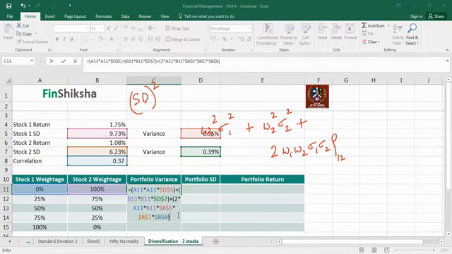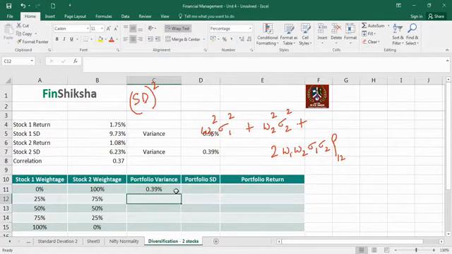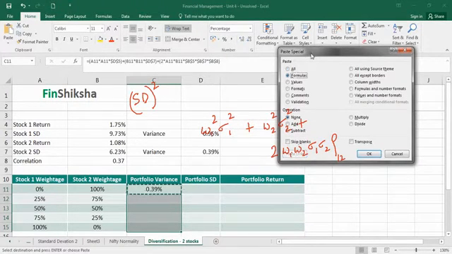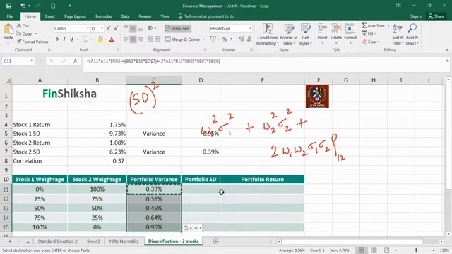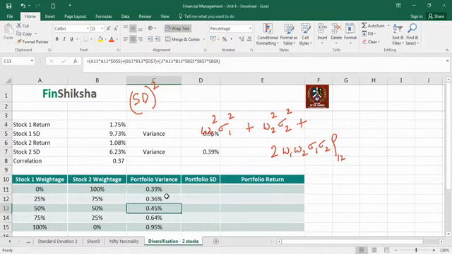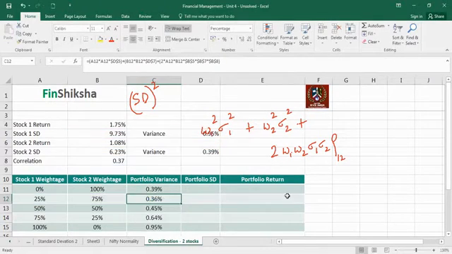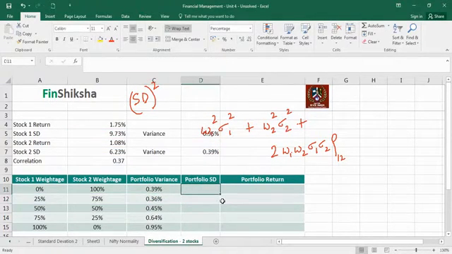So that's our calculation, and we can press enter. We get portfolio variance as 0.39%, right? That's the portfolio variance. Can I control C this, copy this, and paste it as formulae? Okay, that gives me the portfolio variance at different levels of portfolio weights, correct? That's the portfolio variance at different levels of portfolio weights.